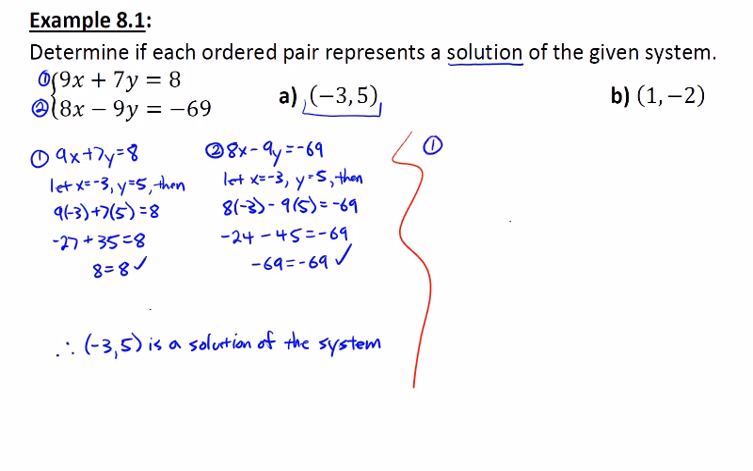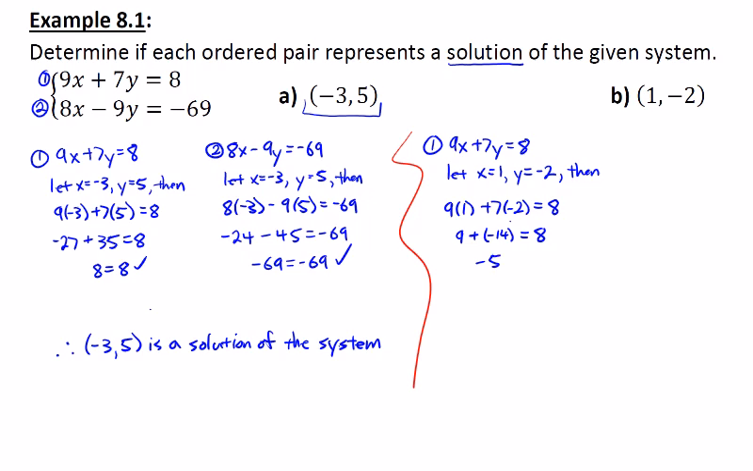Number 1, 9x plus 7y equals 8, and we're going to let x be equal to 1, y will be equal to negative 2, and then 9 times 1 plus 7 times negative 2 is supposed to equal 8. That's going to be 9 plus negative 14 equal 8. This doesn't look good. Negative 5 equal to 8. That's a false statement. That's no good.